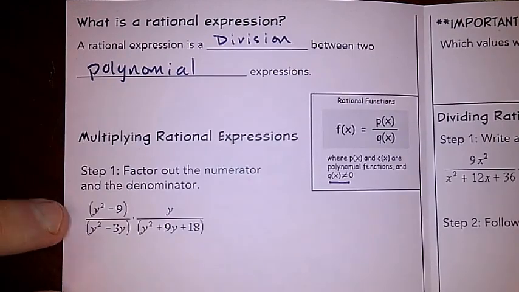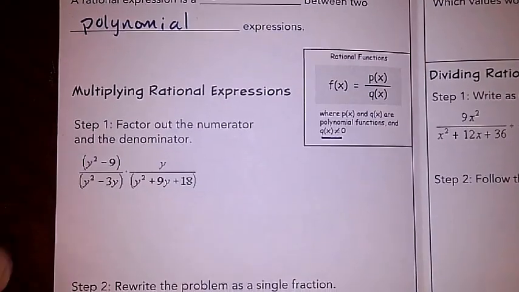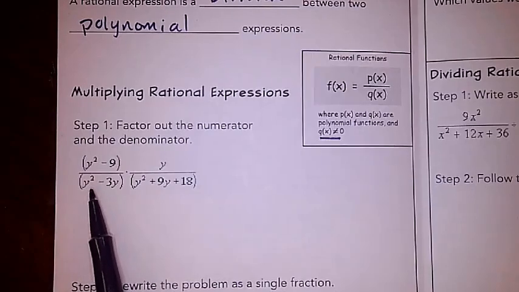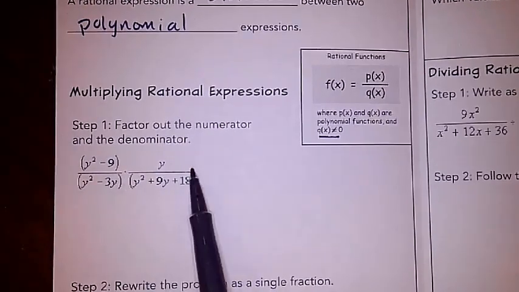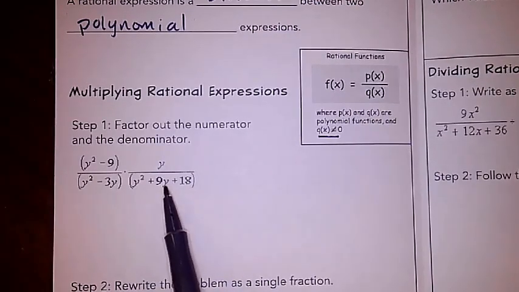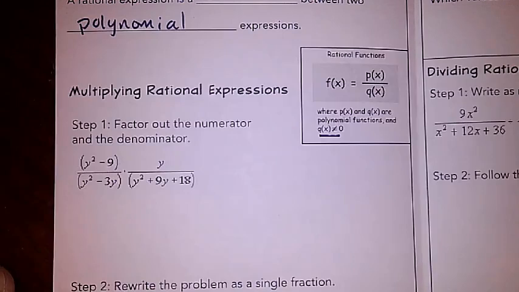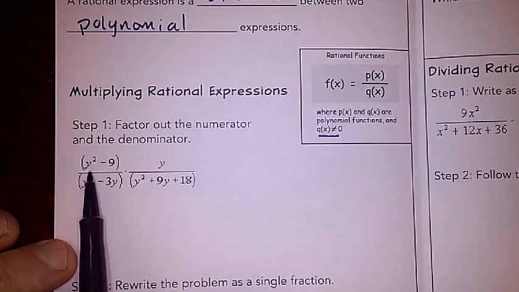So we are going to begin by working on multiplying our rational expressions. So you see we have the problem here, y squared minus 9 divided by y squared minus 3y. And we're multiplying that by the other rational expression, which is y divided by y squared plus 9y plus 18. In step 1, we are asked to factor out the numerator and the denominator. So we're going to look at our individual terms.